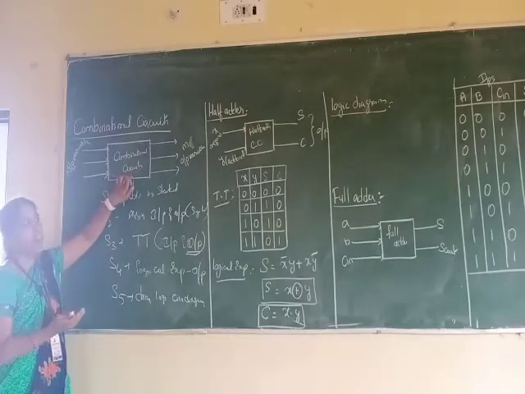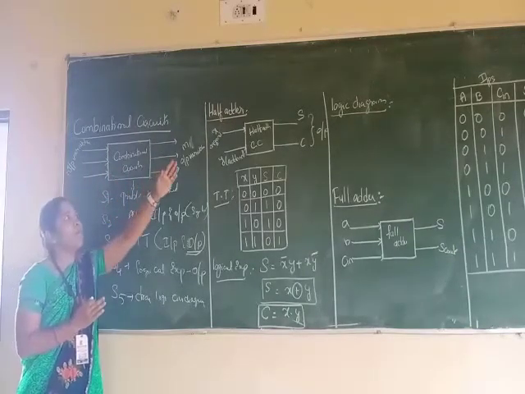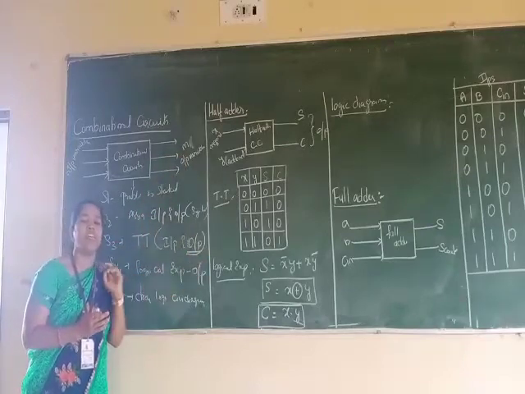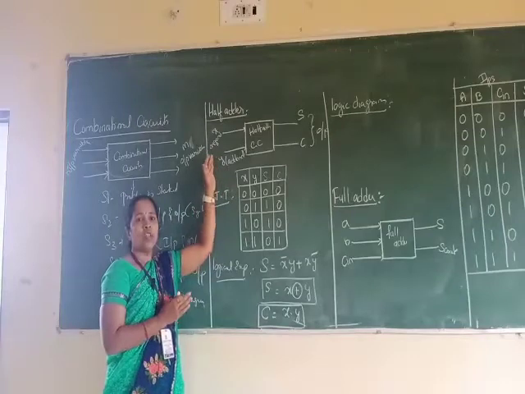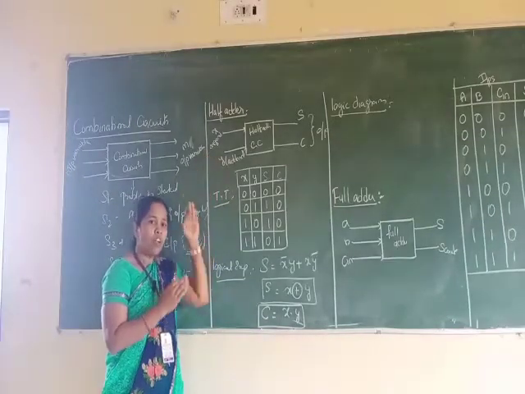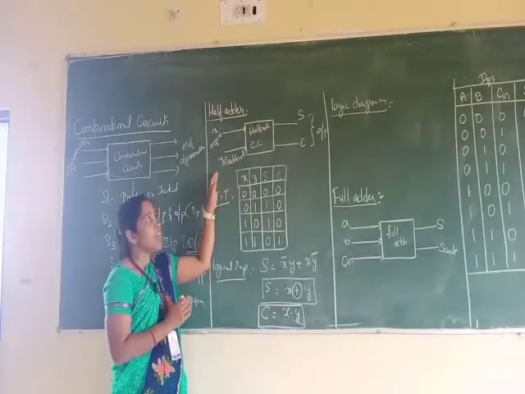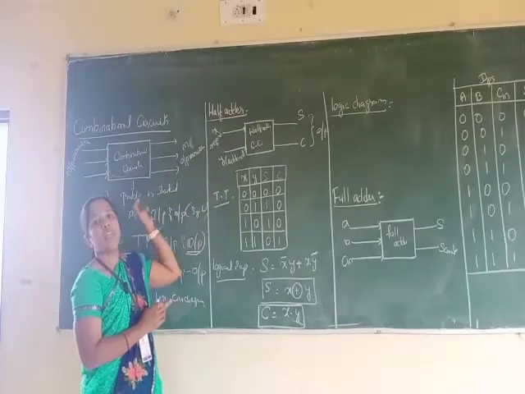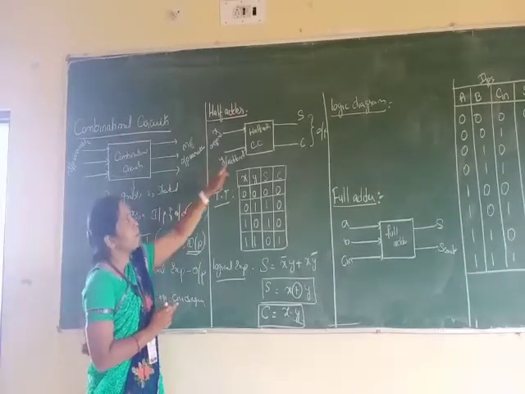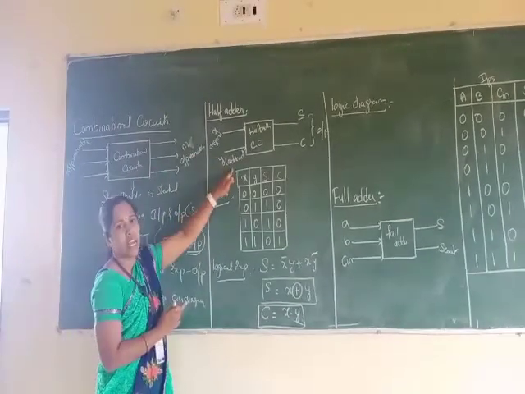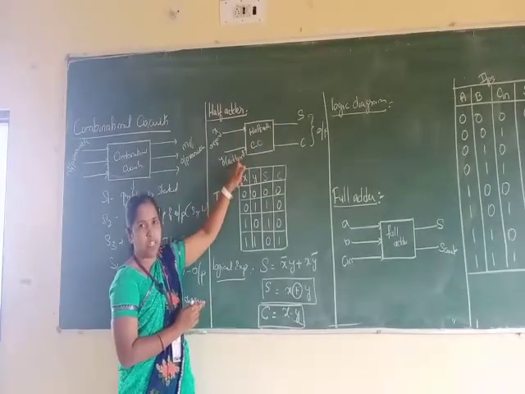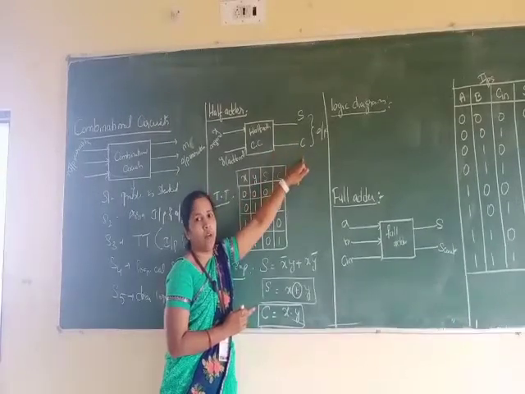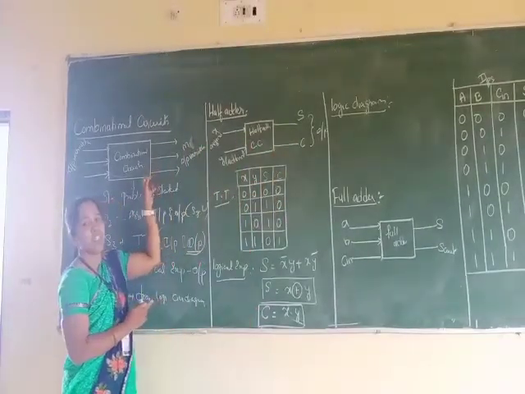Now, how is the design of this combinational circuit implemented? It is implemented with the help of half adder as well as full adder. Coming to the half adder, the definition: the half adder is a combinational circuit. If you compare this diagram, the half adder also takes n inputs and generates m outputs.